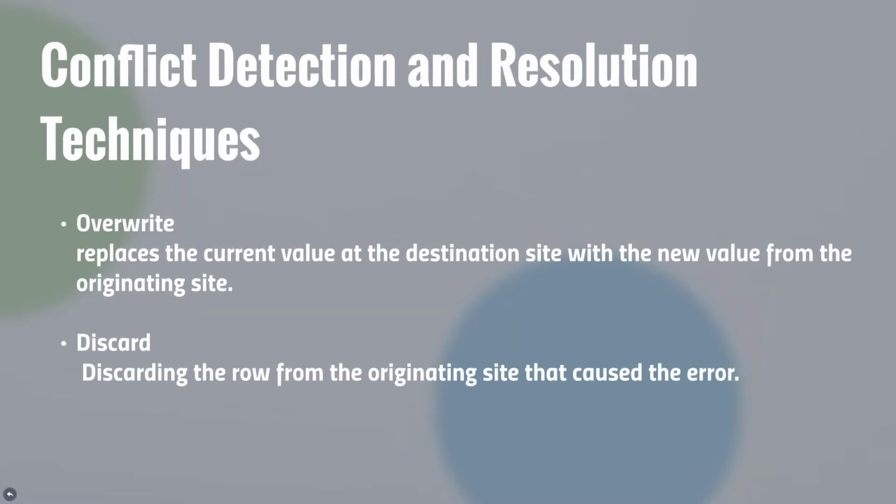Then, you may resolve your conflict by overwriting or disregarding. Overwrite means replacing the current value at the destination site with the new value from the originating site. To disregard is to disregard the row from the originating site that caused the error.